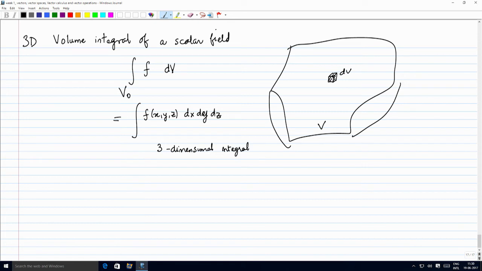Okay. So, that means you have to take this function and integrate it, I mean you have to do 3 integrations. And for your volume region, you have to make sure that the boundaries are such that they define the volume V 0. Okay. So, these are the 3 integrals that you see most often.